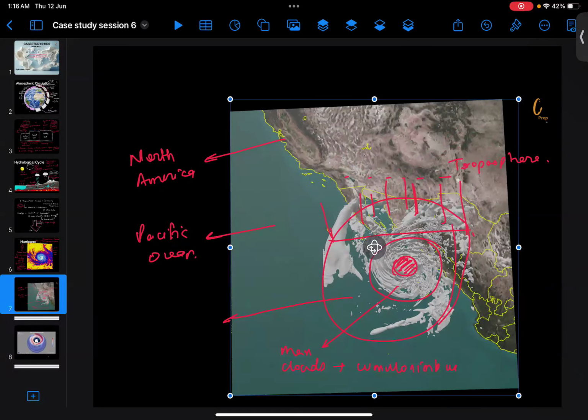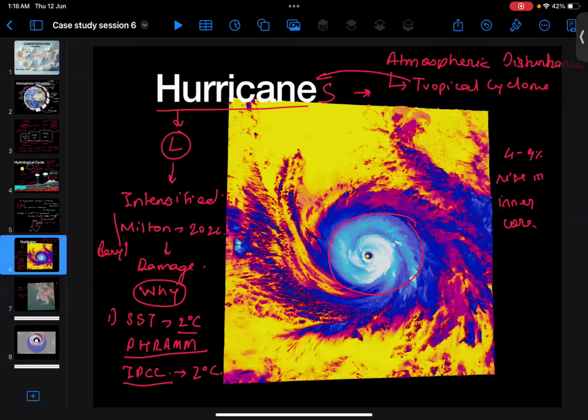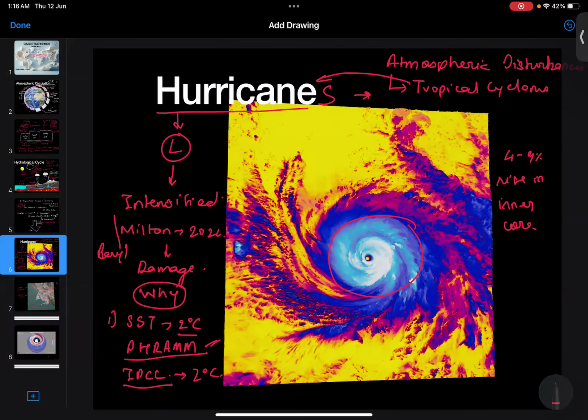Now here we see that the inner core is getting more intensified because of climate change, which is providing a 4 to 9% rise in the inner core rainfall in this particular area. Talking about models, we have already seen one of them, that is PHRA-MM. Then we have potential intensity theory. Then we have energy vorticity balance theory, which can also be substantiated here. So this is the hurricane topic, which is quite important.